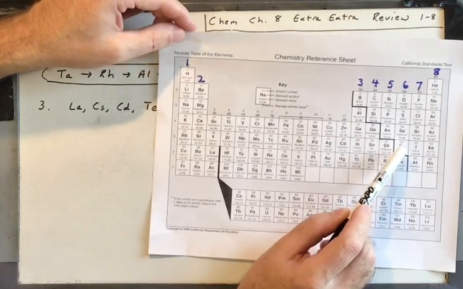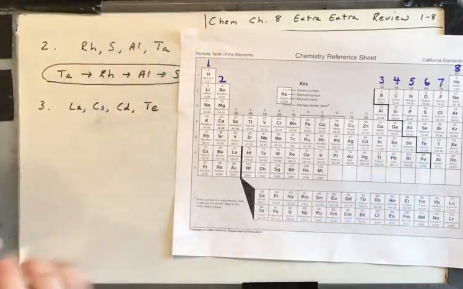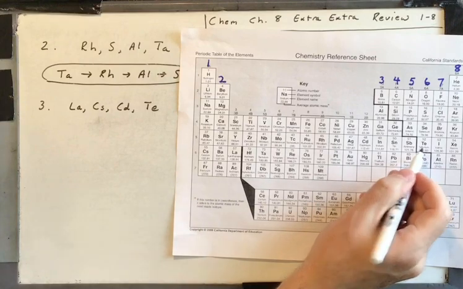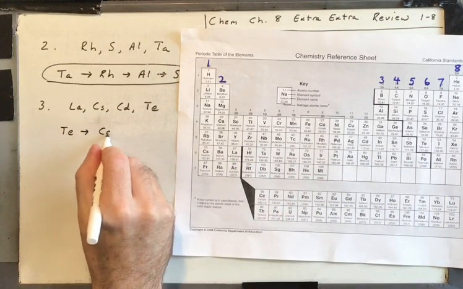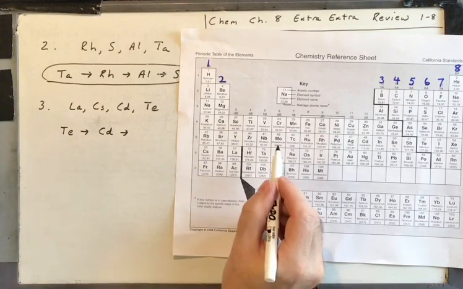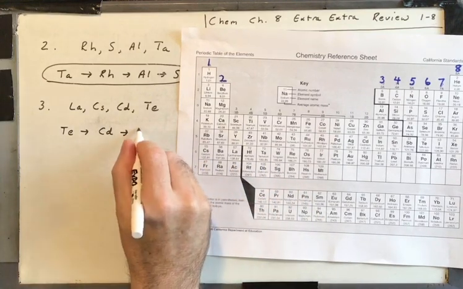So in this case, it says go from most to least. So the most would be the furthest to the right, tellurium. Then cadmium. Then the next would be lanthanum, and then cesium.